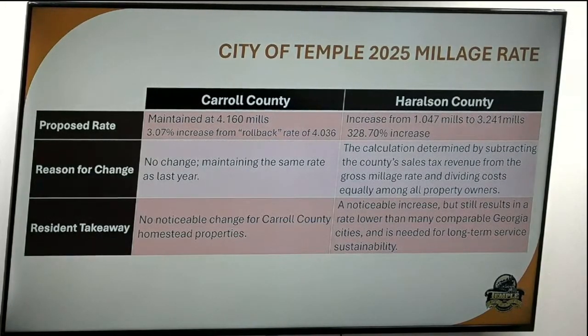For Haralson County, we're proposing an increase from 1.047 mills to 3.241 mills. That is a 328.7% increase based off the rollback rate. The calculation is determined by subtracting the county's sales tax revenue from the gross millage rate and dividing cost equally among all property owners. It is a noticeable increase, but still results in a much lower rate than many comparable Georgia cities and is needed for long-term services and sustainability.